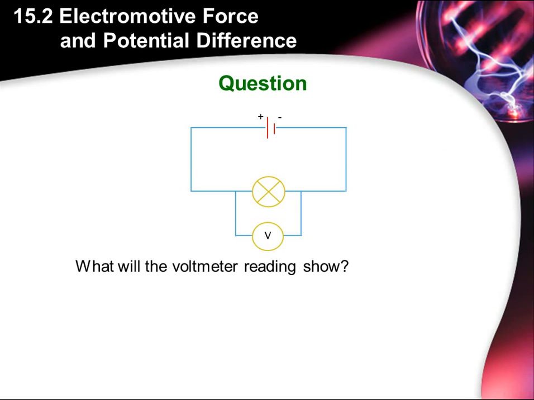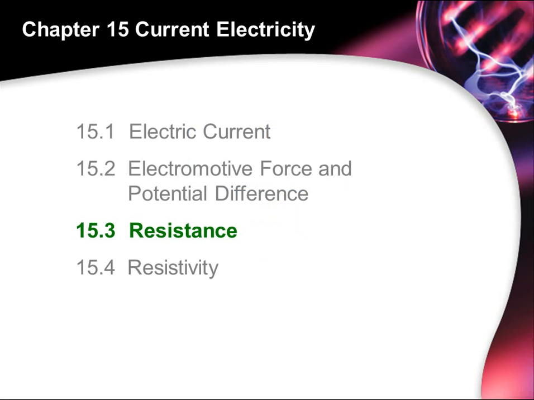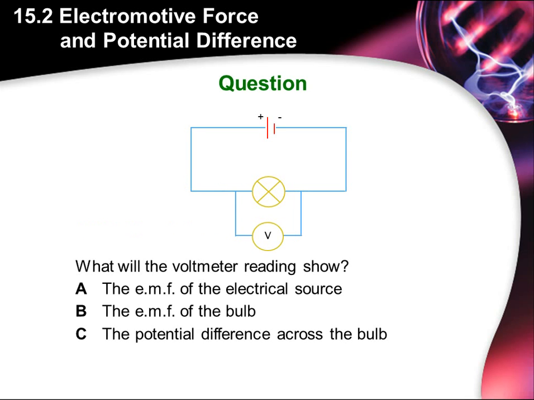Alright, here's a question for you. What will this voltmeter reading show? Is it the EMF of the electrical source, EMF of the bulb, or the PD across the bulb? Remember what the definitions stand for and which one is associated with which. That's right. It should be C, the potential difference across each bulb.